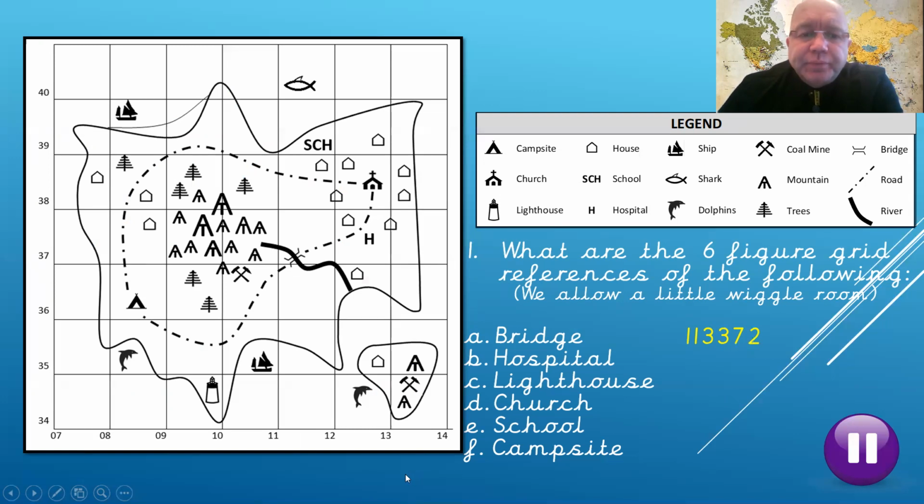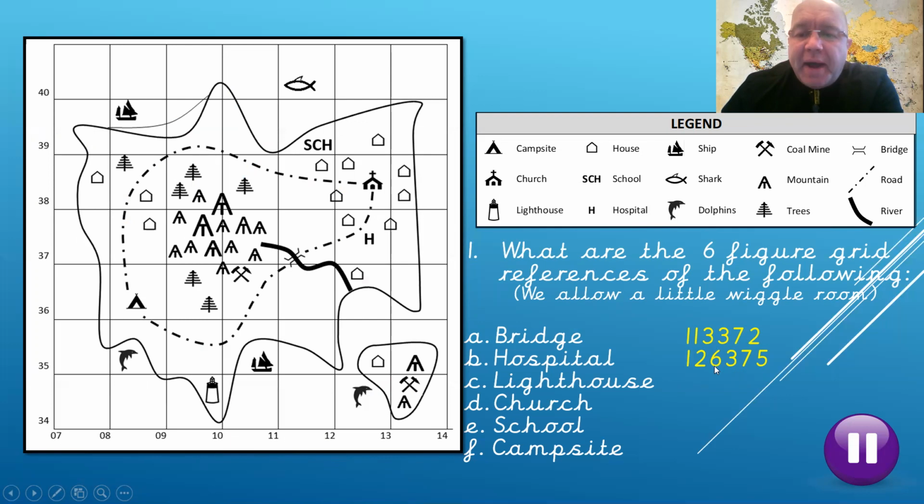What about the hospital? What have you got for the hospital? Well, I've got 12.6. The hospital is here. So I've gone along to 12 and then I've gone just past the middle, so I've estimated that that's going to be 12.6. And then it's 37. It's about halfway there, isn't it? Halfway up. So I've gone 375. Okay, so 12.6 and 375 is my estimate.